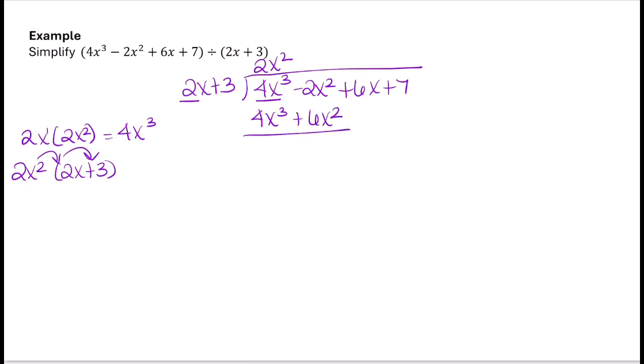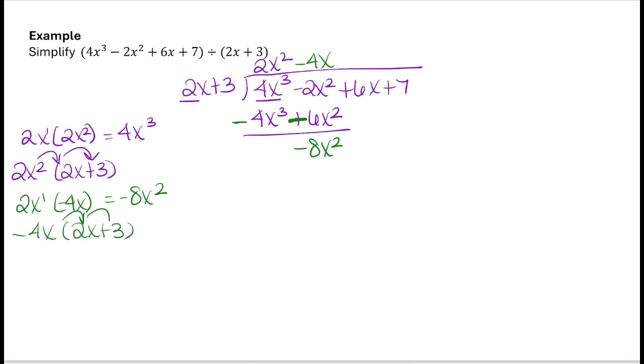So now I go ahead and combine these, and then I switch these signs to subtraction. So 4x cubed minus 4x cubed is 0, minus 2x squared minus 6x squared is minus 8x squared. So now what I do is I ask myself, 2x times what is equal to negative 8x squared? So 2 times negative 4 is negative 8. X to the 1 times x is x squared. So I have minus 4x, and then I do minus 4x times 2x plus 3, and then I go ahead and distribute this minus 4x. So I have minus 8x squared minus 12x.